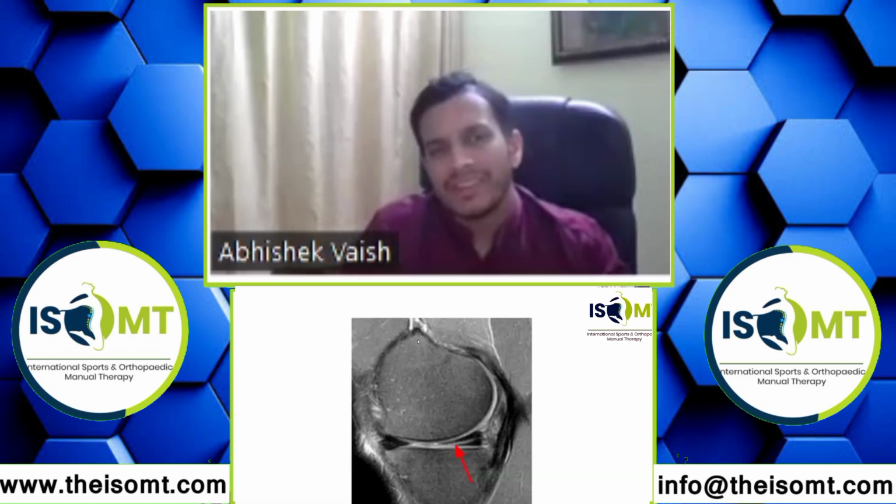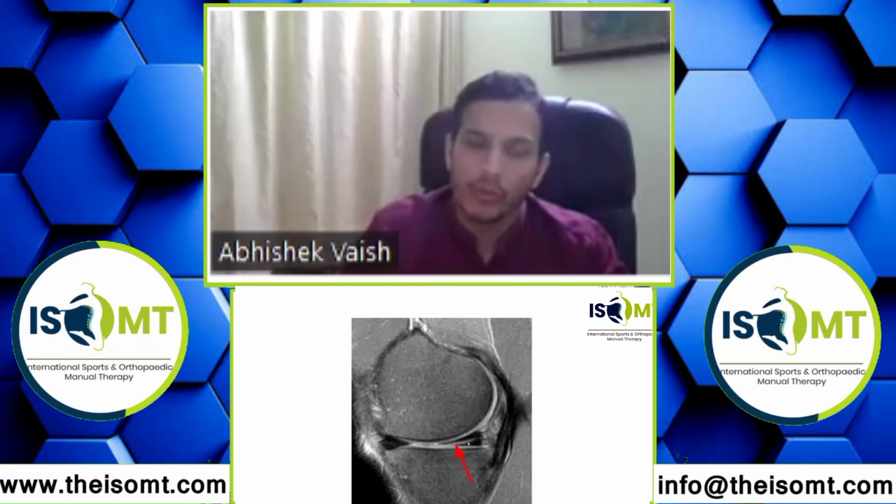Again, now this is the femur, this is the tibia, and you can see there is a signal change in the posterior horn of the medial meniscus, and it looks like some fluid going inside to the articular surface. That means there could be a tear in the medial meniscus.